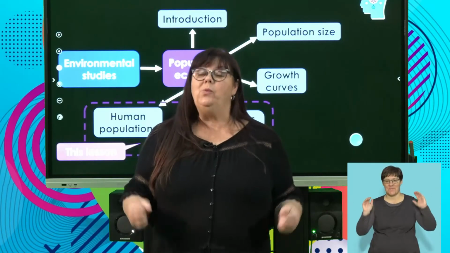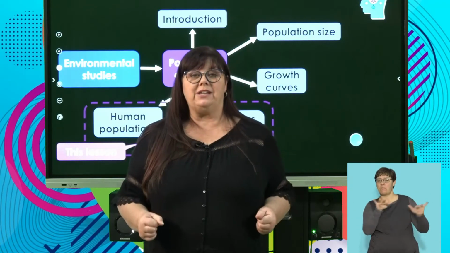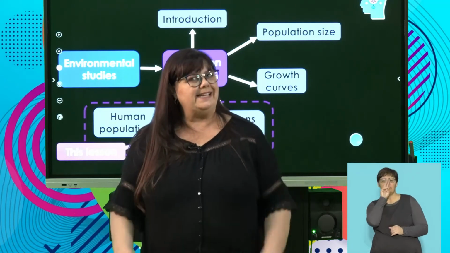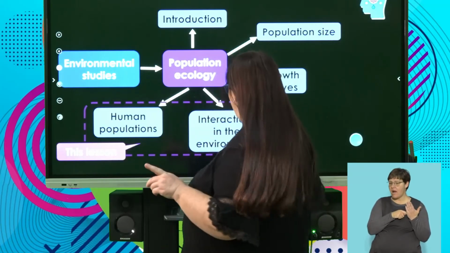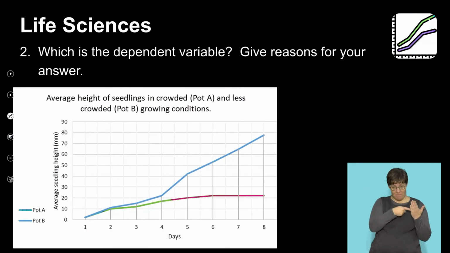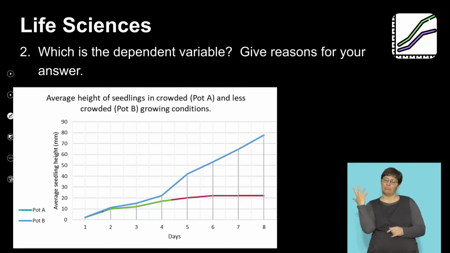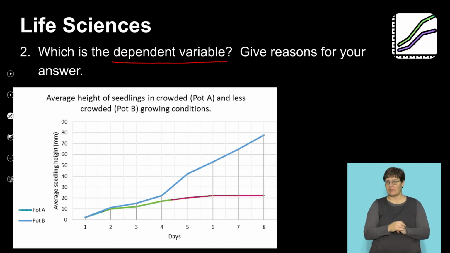Welcome back. We're looking at population ecology and we're looking at data response questions. So before the break, we went and drew this beautiful graph. Now we have to answer the questions. Which is the dependent variable? And we need to give reasons for our answer.